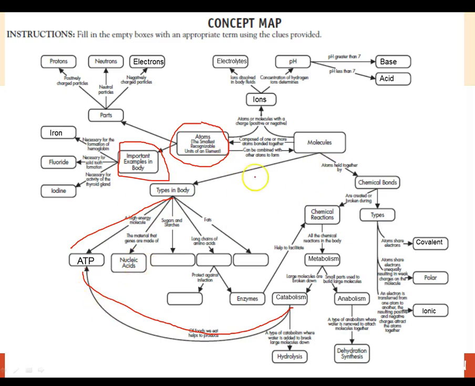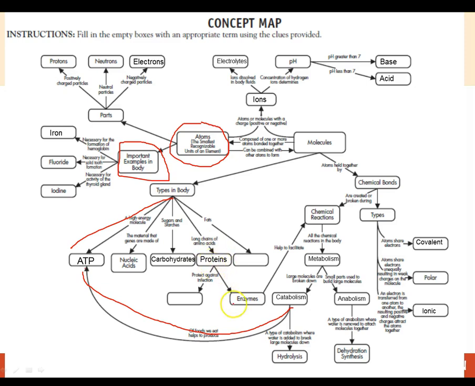All right, so let's talk about other types of molecules in the body. The materials that give us our genetic makeup, those are nucleic acids. Sugars and starches are known as what type of molecule? That would be a carbohydrate. Okay. Then we have long chains of amino acids. What molecule is made from long chains of amino acids? That would be protein. Okay.